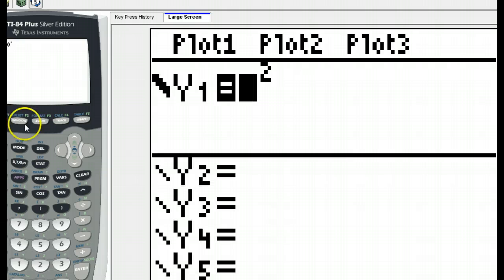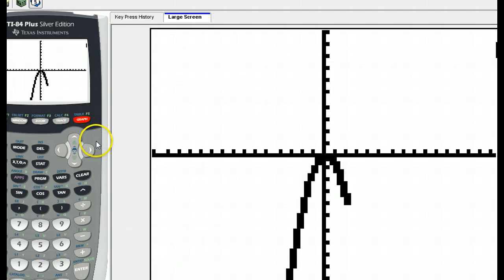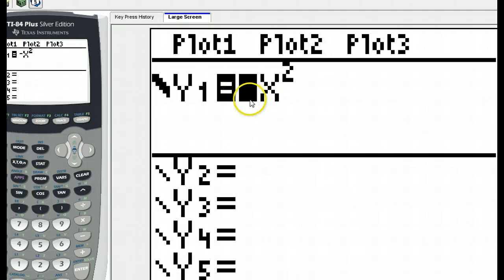And we saw that if we made it negative x squared, then it was going to look like this. So that turned it upside down. Alright, now I want you to hold that in the front of your mind. That's what it looks like when we have y equals x squared.